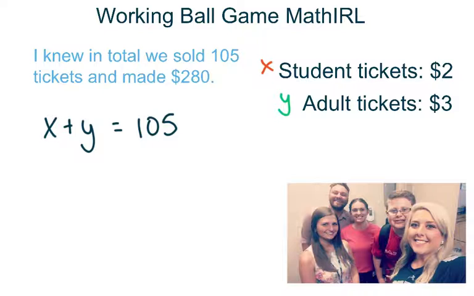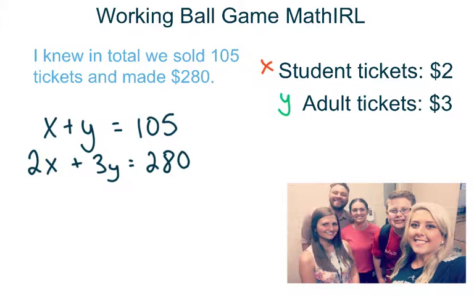Now the other piece of information that I already knew was that it was $2 for every student ticket. So I can write that as $2 per x, $2 per student ticket. I also knew that it was $3 per adult ticket, 3y. And if I add those together, I know we made a total of $280. So again, I don't know how many of each kind we sold, but the form was asking me to tell how many of each kind I sold. And I was thinking I was going to get fired or go to jail for stealing money if I didn't put the exact right numbers down.